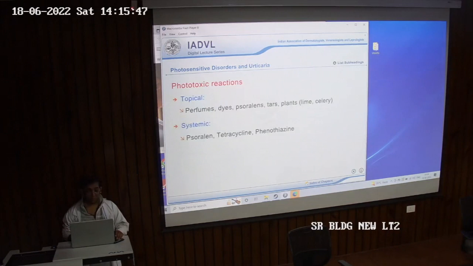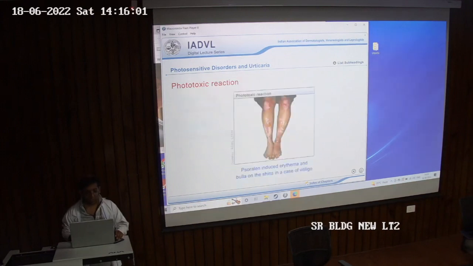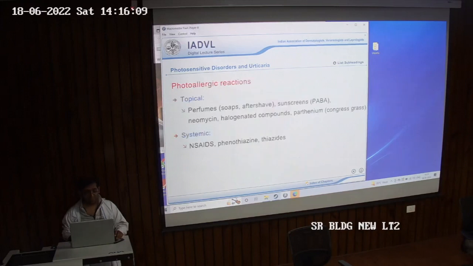Phototoxic reactions have two types. Topical: perfumes, dyes, psoralens, tars, plants, lime, and celery. Systemic, such as psoralen, tetracycline, and phenothiazine. Then here's a photograph of phototoxic reaction. Psoralen induced erythema and bullae on the shins in the case of vitiligo.